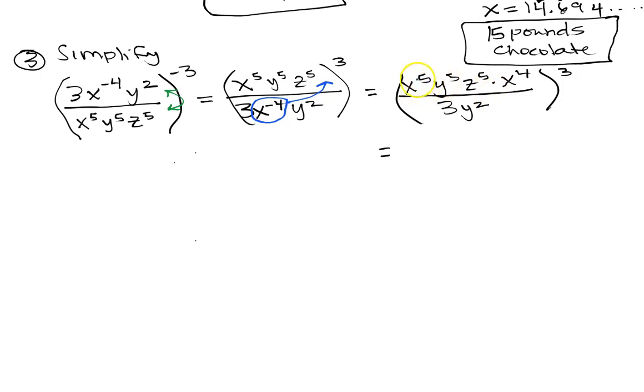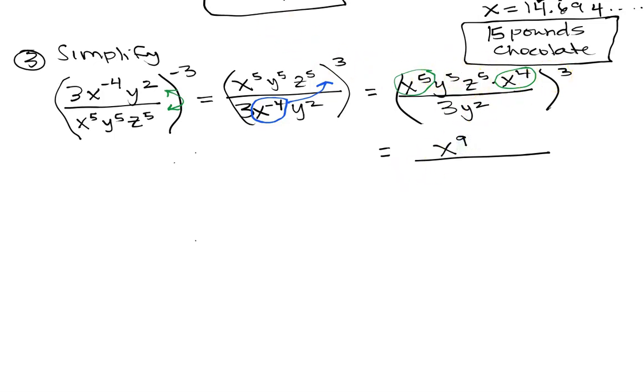All right, so I can see that I've got these x's I need to combine together. Those are connected by multiplication, so that means I need to add those exponents. So I've got x to the 9th when I add those.